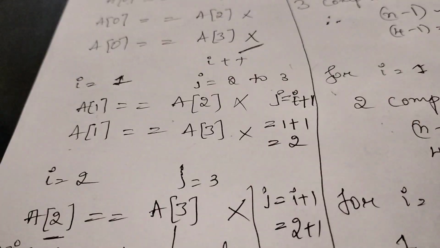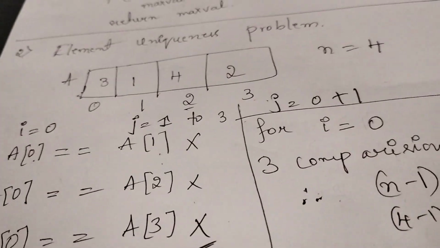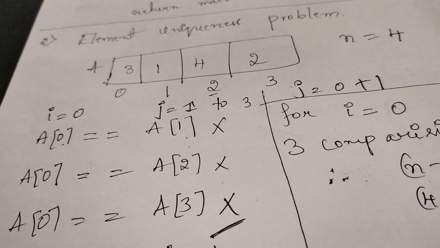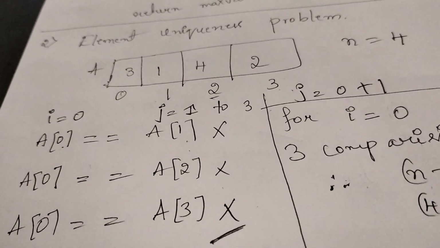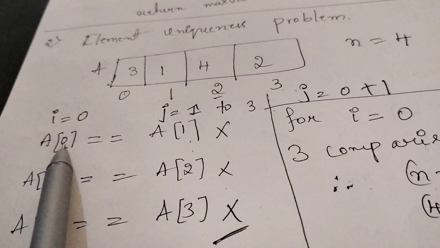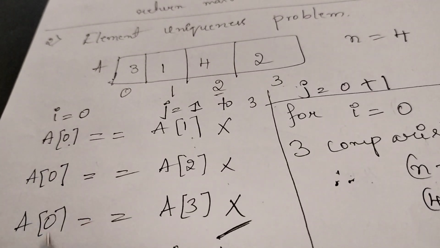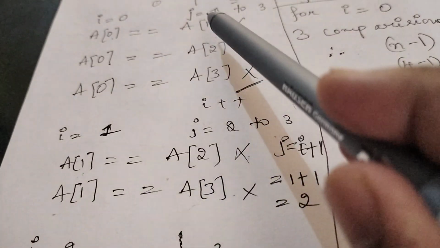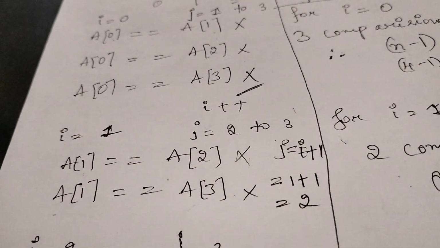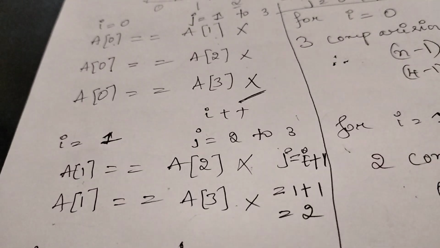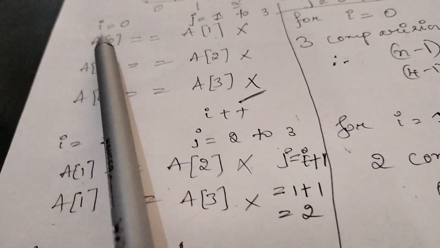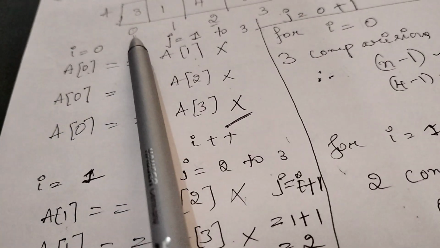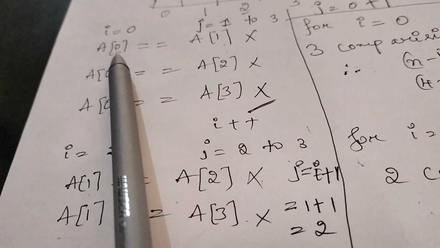Now let us analyze this. To write an algorithm for this, we require two loops: one to keep track of this entire iteration, and another to keep track of this inner iteration. So let me take two variables called i and j. We start with the 0th index value, so it is 0.